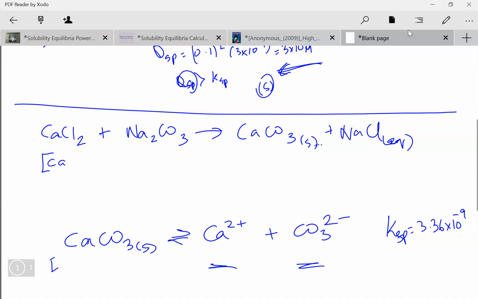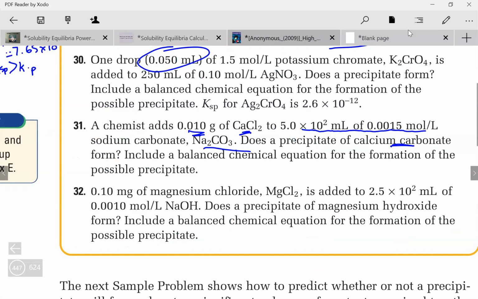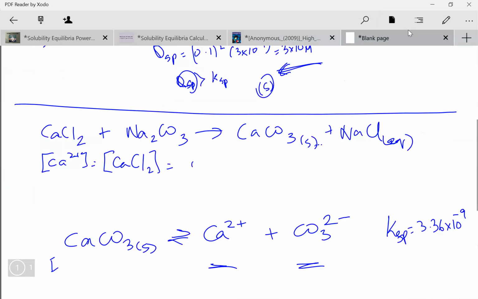My initial concentration of calcium 2 plus is equal to my initial concentration of calcium chloride. I'm given mass of calcium chloride, as I recall, 0.01 grams, divided by 1 mole. And what is the molar mass of calcium chloride, sorry? I keep saying calcium carbonate for some reason. Calcium chloride, 110.98 grams.